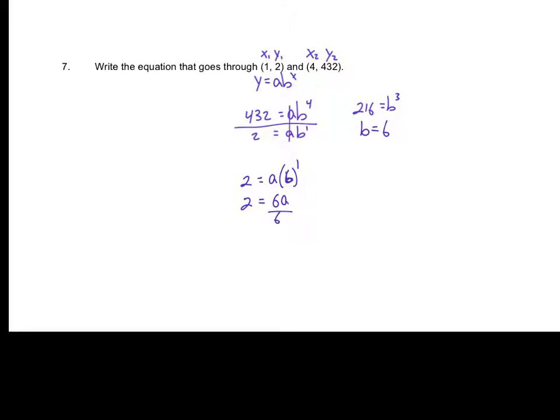Divide by 6. And a equals 1/3. So now that we know A and B, we're going to write our equation, y equals A times 6 to the x power.